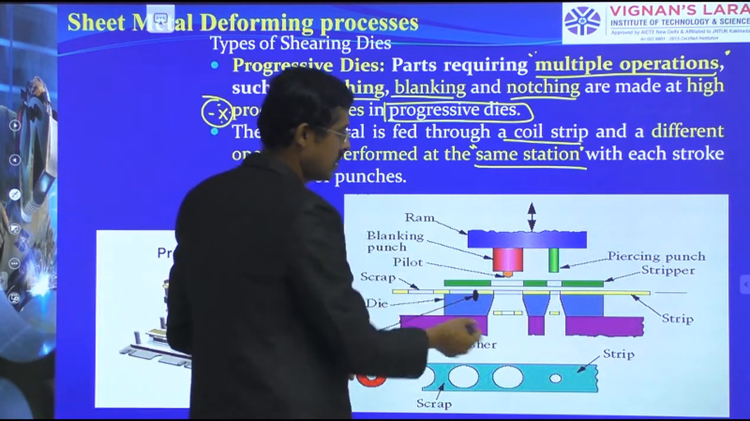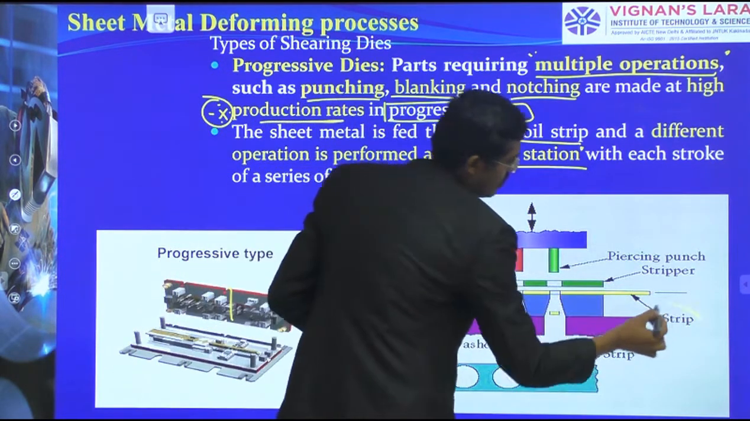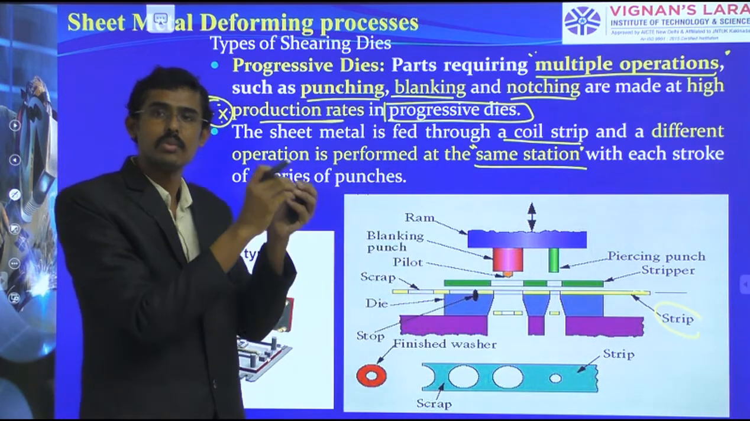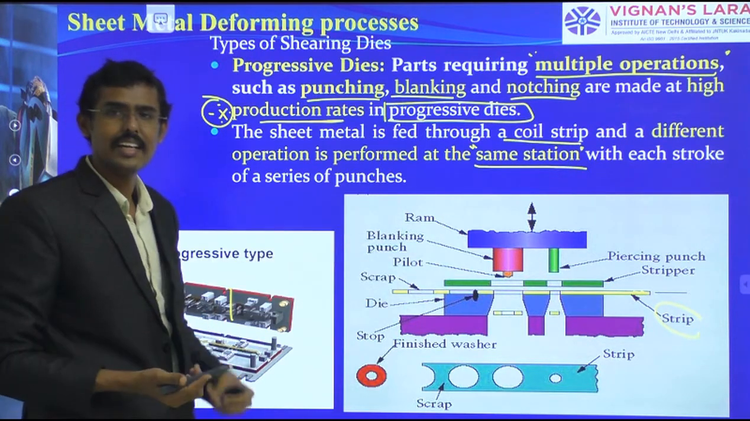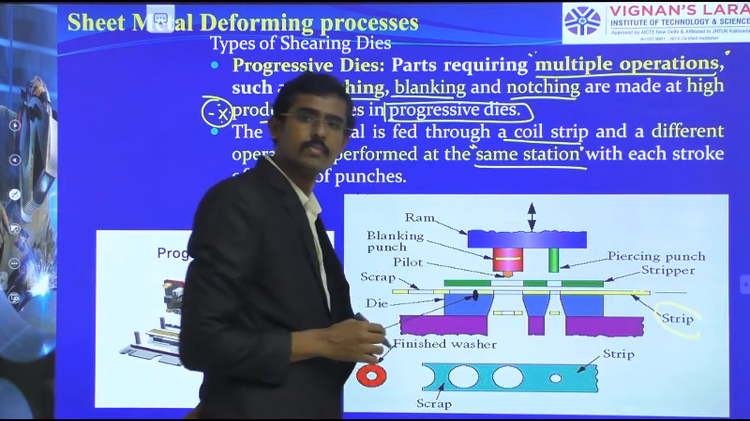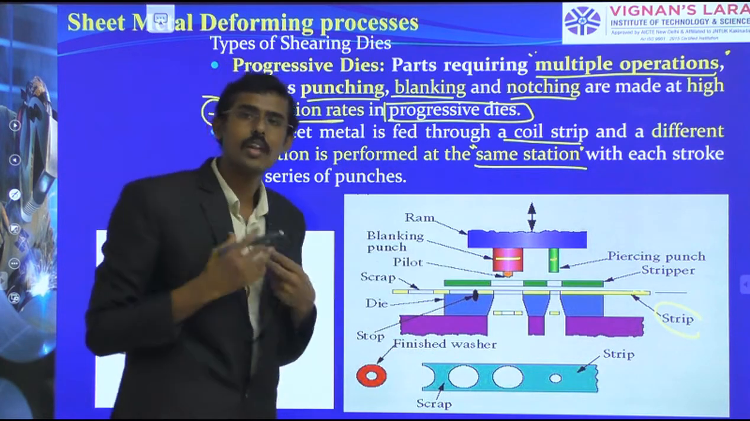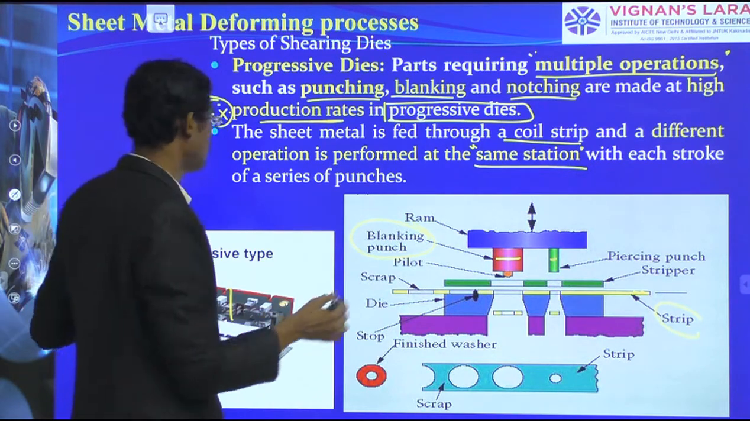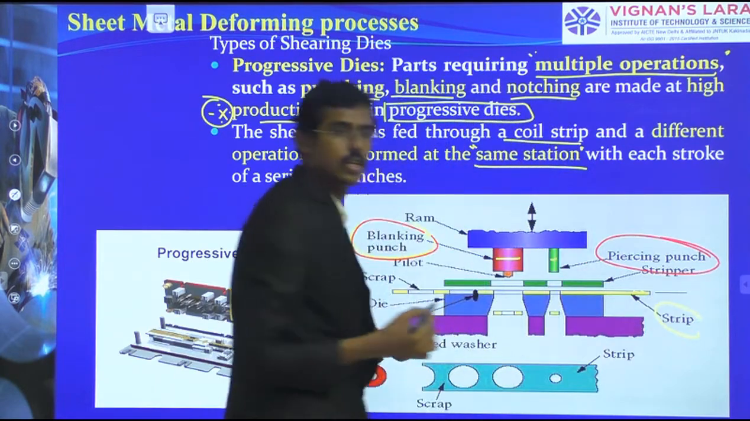You see here, in this setup we have a punch, a die, and a strip. This yellow color strip here is the sheet metal which we are going to punch. This contains 2 punches. Here, 1 punch we have, and 1 more we have here. The large one I am calling a blanking punch, and the small one I am calling a piercing punch.